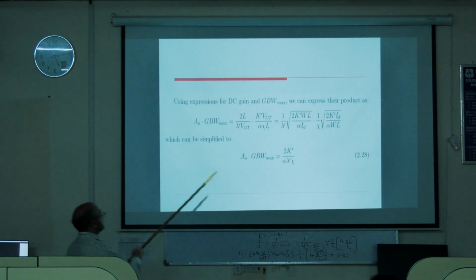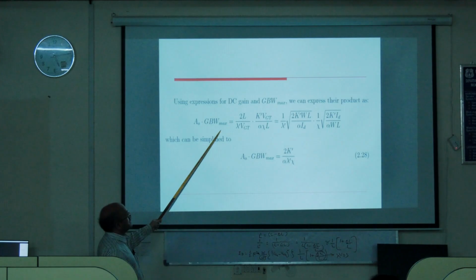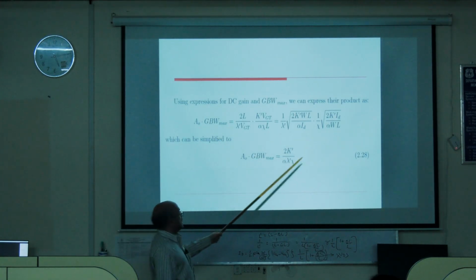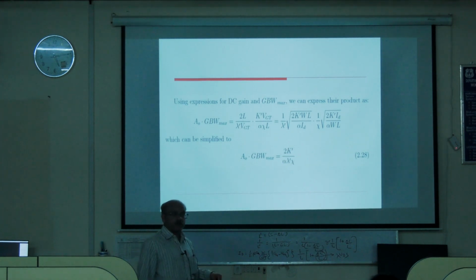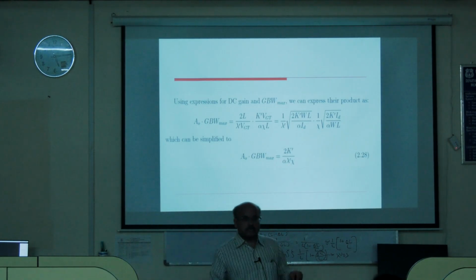So if you want to evaluate the gain multiplied by GBW maximum, right, then you can find that it is ultimately gain into GBW maximum is some 2K dash by alpha, all this. Don't read too much into what is lambda, all this is just a function of technology parameters. So the observation is that it's not a function of the voltage, it's not a function of the current, it is not a function of W or L, whatever.